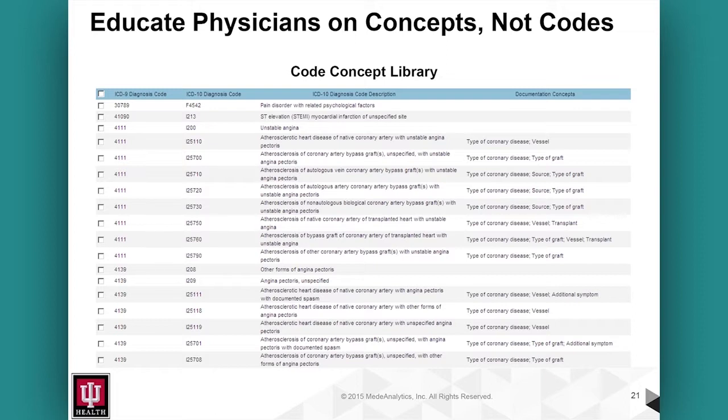We also use this concept library to help us look at and monitor the CC and MCC capture rates. And so we're able to go back to this concept library, based on those capture rates, to pinpoint some of the areas and providers where we need to provide some really direct one-on-one physician education, to pinpoint those problem areas that we have.